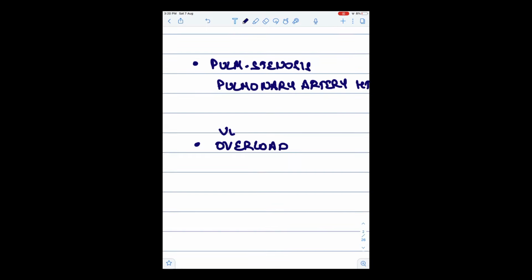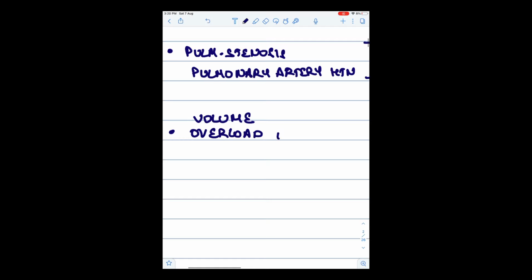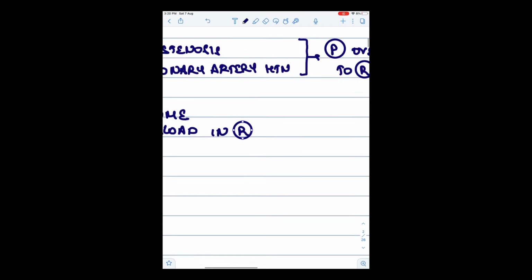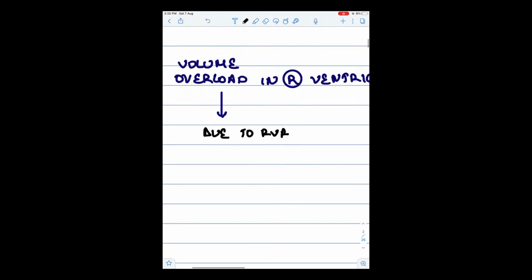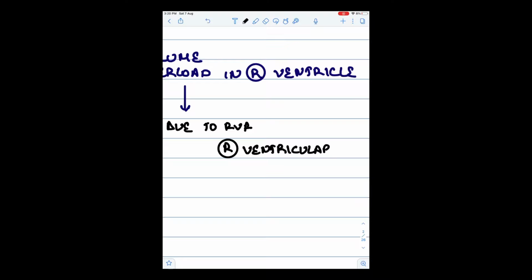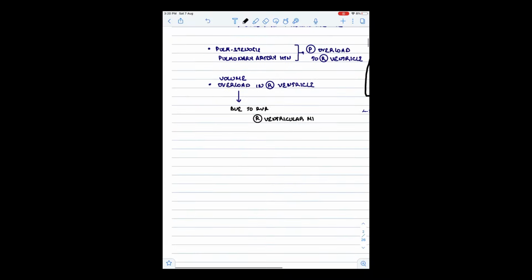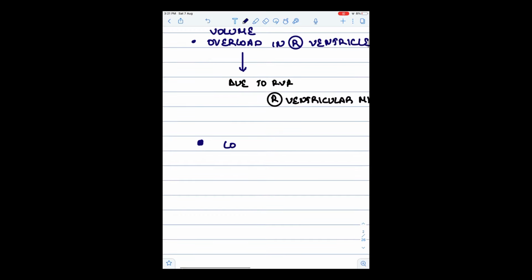It can occur also in volume overload condition of the right ventricle. Volume overload occurs in cases of right ventricle failure. The right ventricular failure can occur because of pulmonary embolism and right ventricular MI. Because of right ventricular failure, because of the back pressure, there is volume overload in the right ventricle.